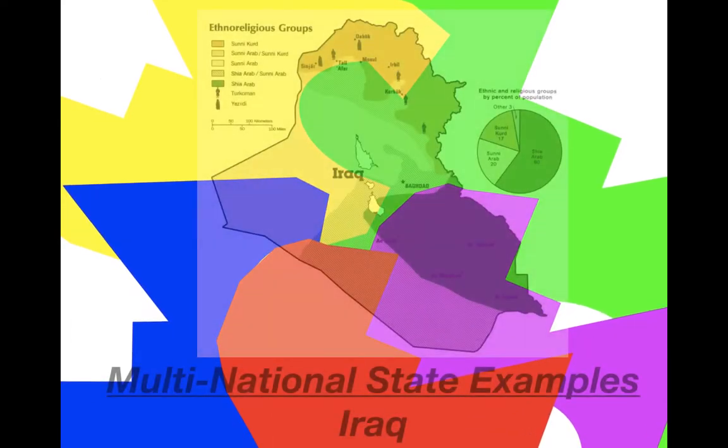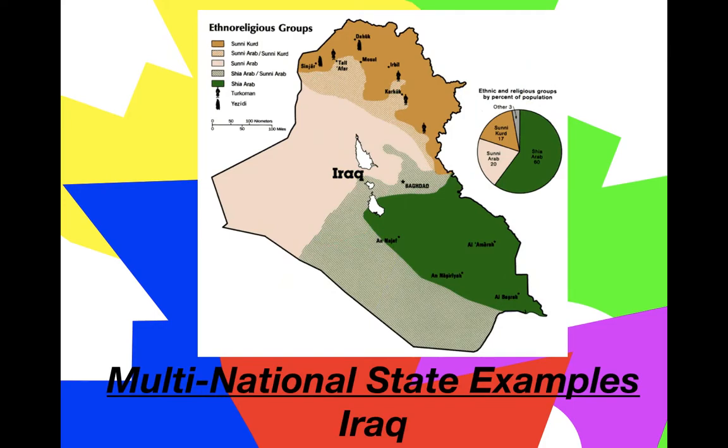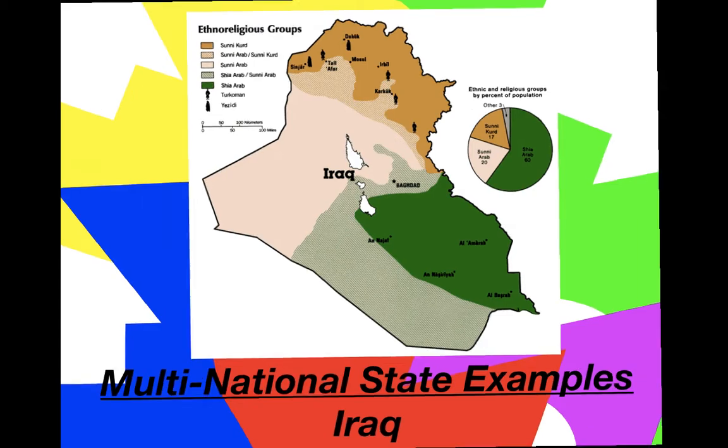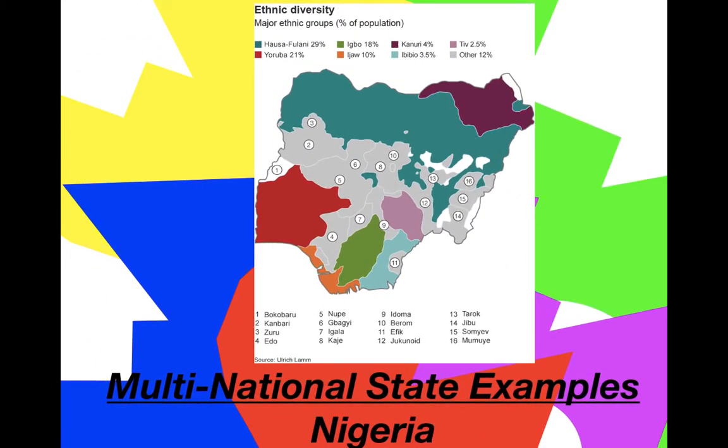So some real world examples of multinational states would be Iraq, where in the north it's Kurdish people or Sunni Kurds. In the south you have Shia, and in the middle you have a lot of Sunni Arabs. In addition, there are smaller ethnic groups like Yazidi and Turkoman. Another example would be Nigeria. Within Nigeria, we have many ethnic groups. The dominant ethnic group in the north would be Hausa Fulani, and in the south, Yoruba. But in addition, there's Igbo, Ijaw, Tiv, and others.